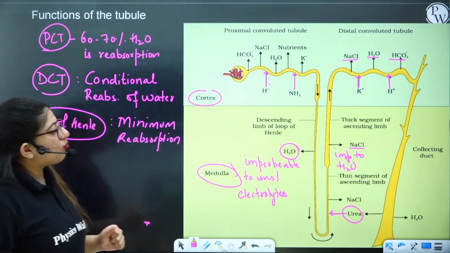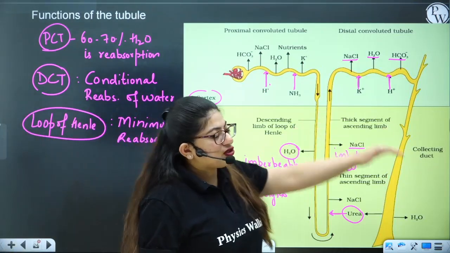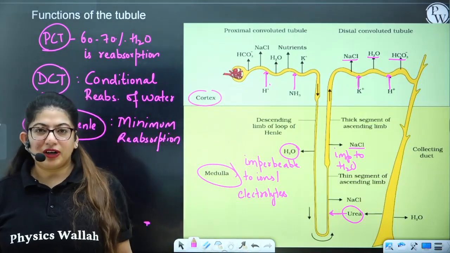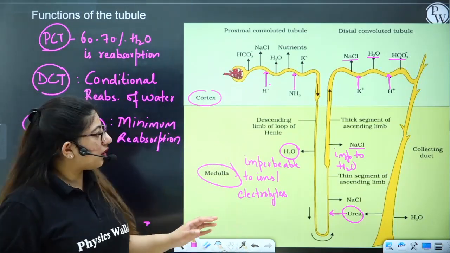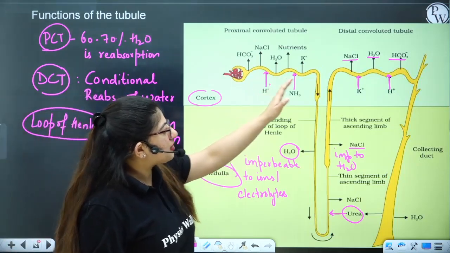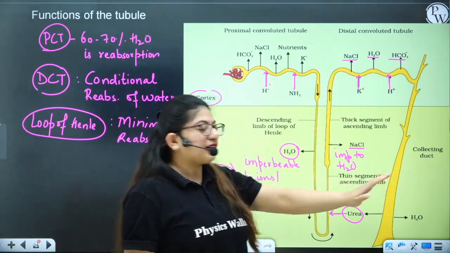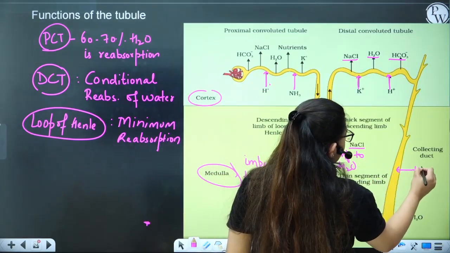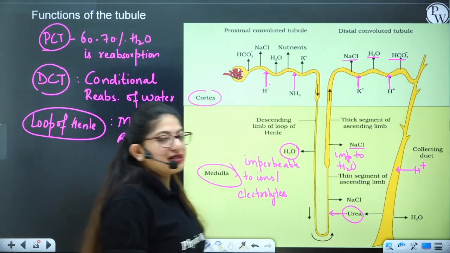So what are they basically doing by secretion of these H+ ions? Yes, ionic balance. I hope you understand, as I've told you. So here ionic balance is maintained by the PCT, DCT, as well as the collecting duct. The collecting duct also helps in hydrogen ion secretion.